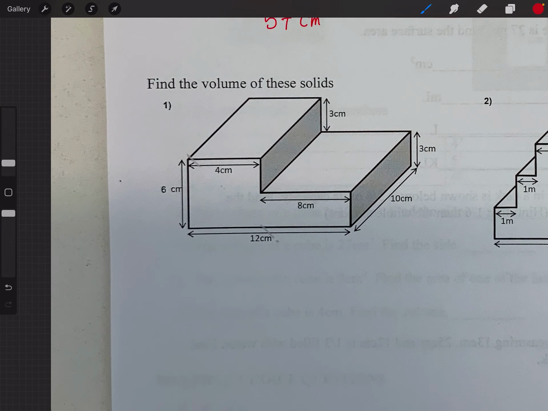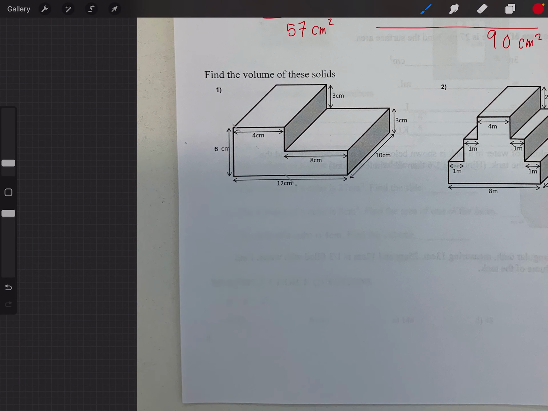So look at this next one. Find the volume of these solids. Now to find the volume, you can do 2 things. First, you can cut them into 2 rectangular blocks. Now to find the volume of any rectangular prism, we just have to multiply the length times the width times the height. The length in this case is 4, the width in this case is the same as that width, so it's 10.